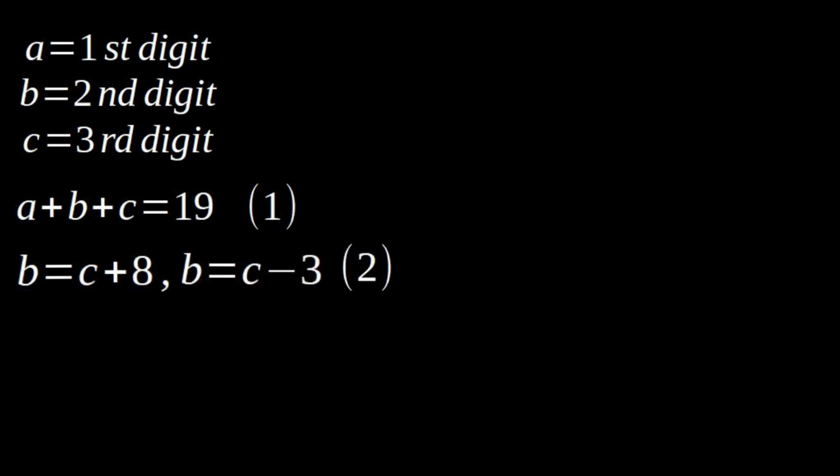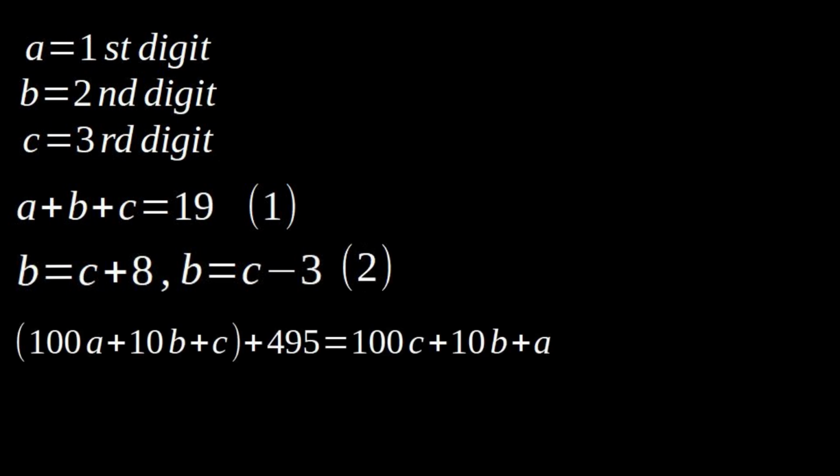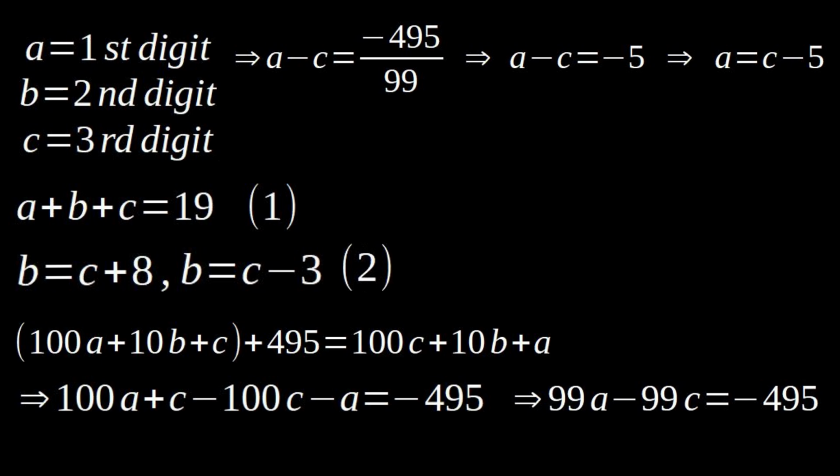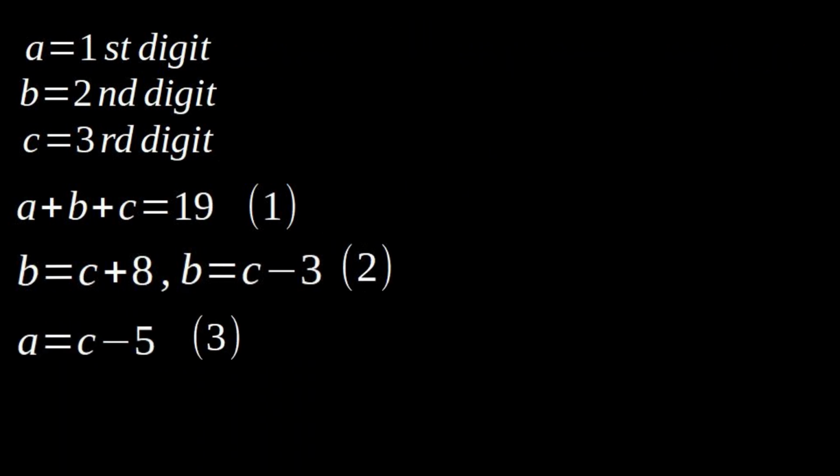Now for the third equation. The third equation is going to be 100 times A plus 10 times B plus C, which is the current age of the prophet, plus 495 equals 100 times C plus 10B plus A. And we do the calculations, and we end up with A equals C minus 5. So now we have 3 variables, and now we have 3 equations.